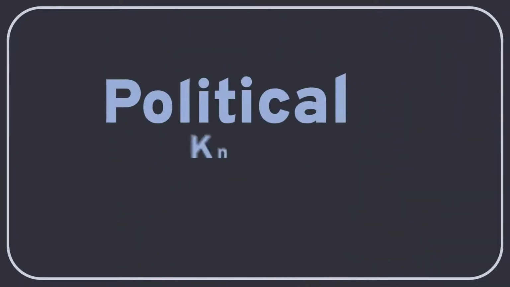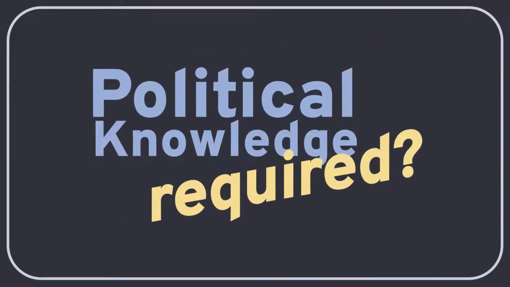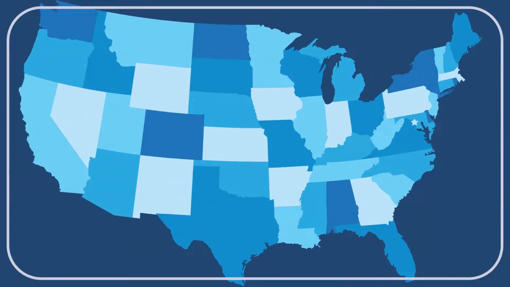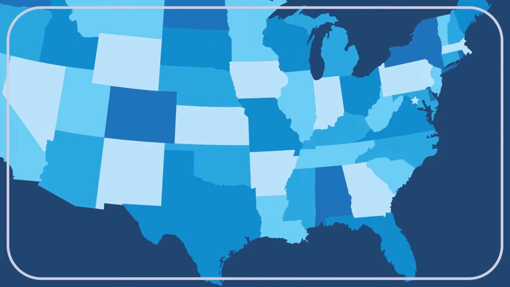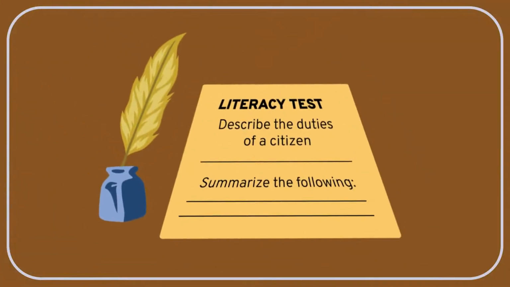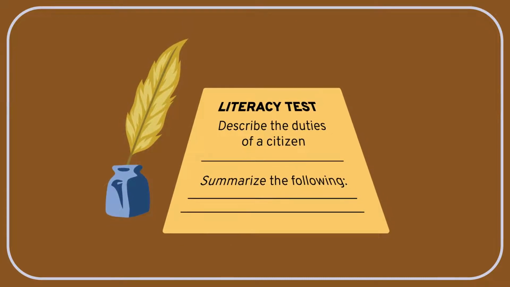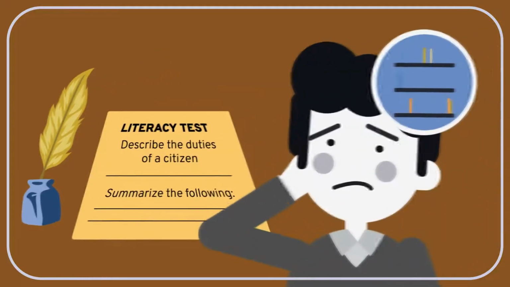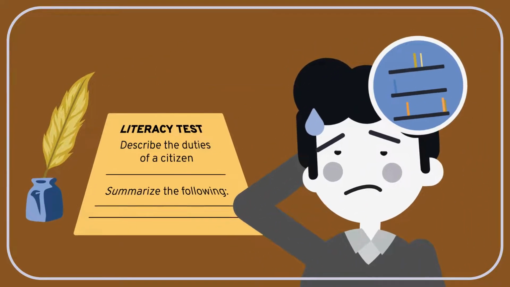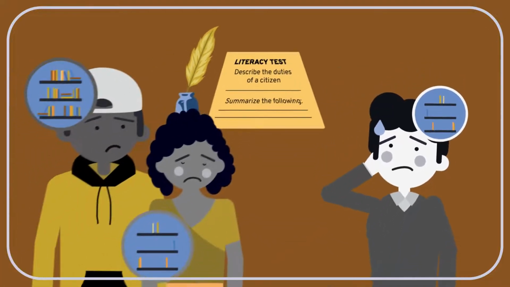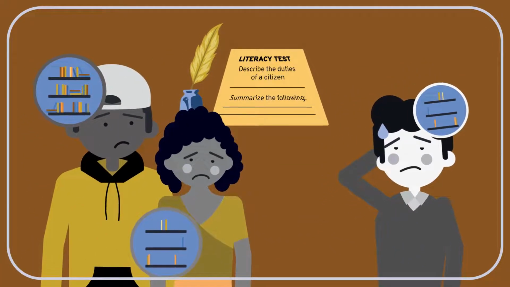The idea that voters be required to demonstrate political knowledge has an infamous history in the US. So-called literacy tests were common in the southern United States during the Jim Crow era. One Mississippi test required voters to describe the duties of a citizen and summarize the meaning of a section of the state constitution. In itself, this might seem like a reasonable attempt to keep the politically ignorant from voting. However, in reality, the test's purpose was to disenfranchise African Americans.